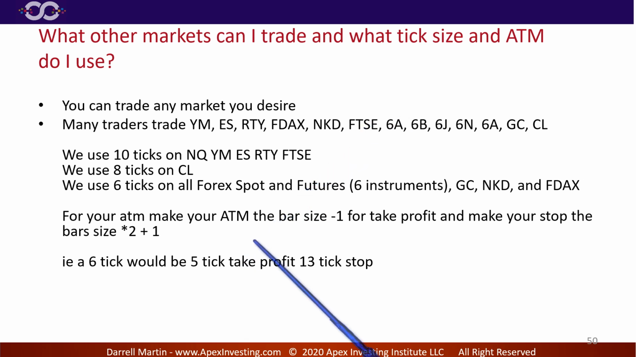If you do anything, always make sure everything's turned off if you're going to save any kind of template or workspace. But y'all get that? Like if I have a 6 tick, then what I'm going to do is subtract 1 from my take profit, and then my stop is going to be 2 times the bar size plus 1. And that's for your generic basic ATM.